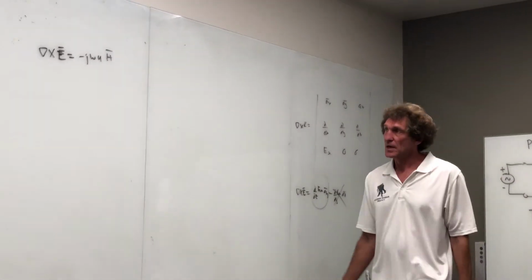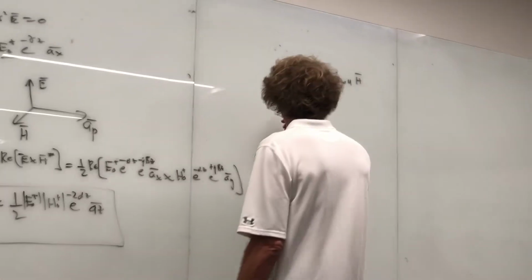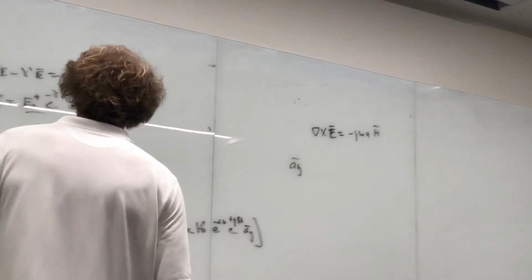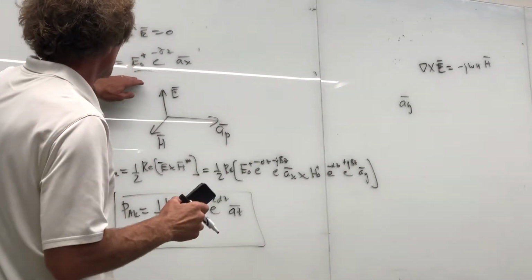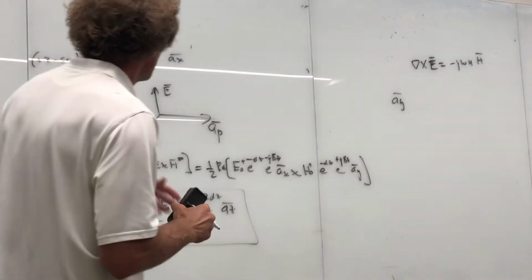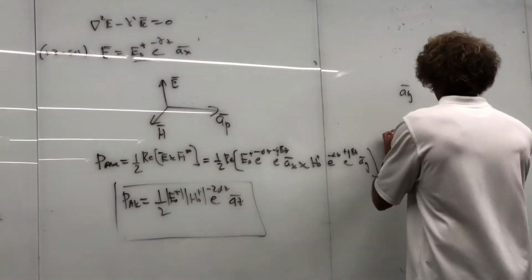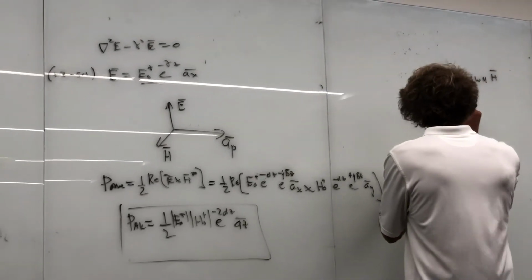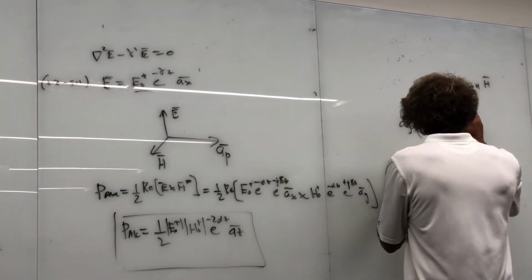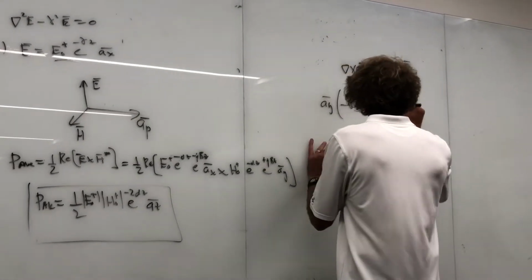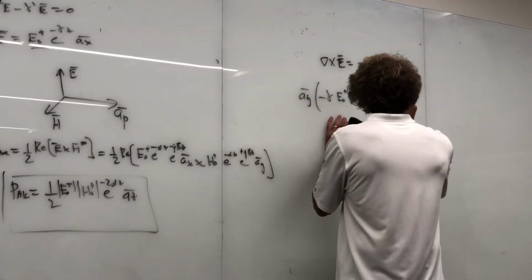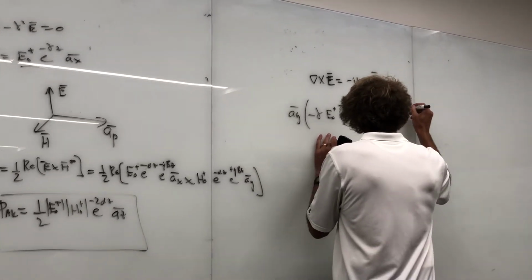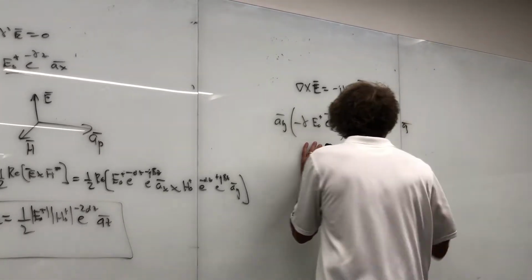In the ay direction. So this curl of E is in the ay direction, and since this is the E field right here, I'm only doing this for the positive traveling wave. Taking the curl of that just brings out minus gamma right there. So it's minus gamma times E naught plus e to the minus gamma z, equal to minus j omega mu times H naught plus e to the minus gamma z ay.